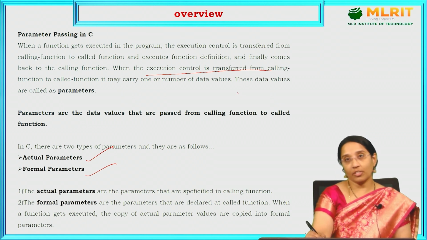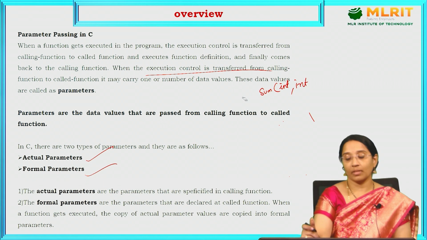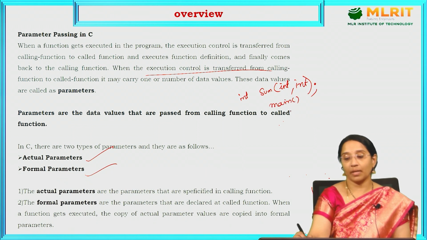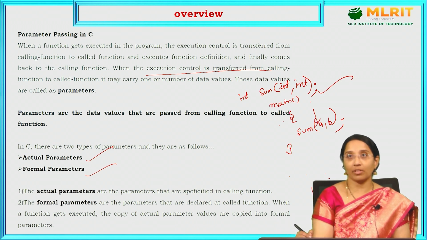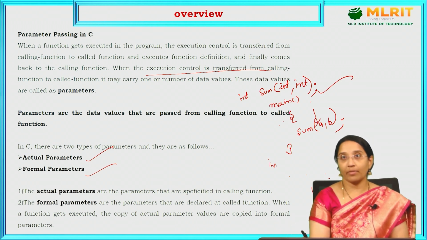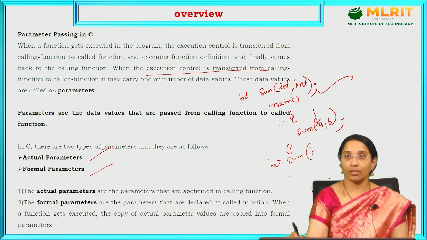Suppose this is your function declaration, with the return type as int. This is your function declaration, and this is your main section. This is the sample example, sum of a comma b. So, function declaration, and inside the main function, function call, and outside the main function, int sum of int comma int, and inside we will write your user defined code.